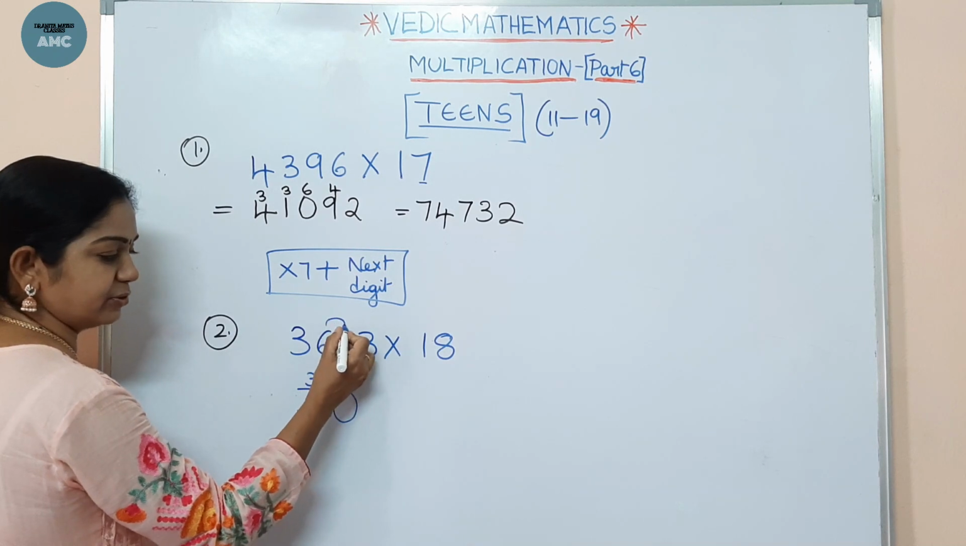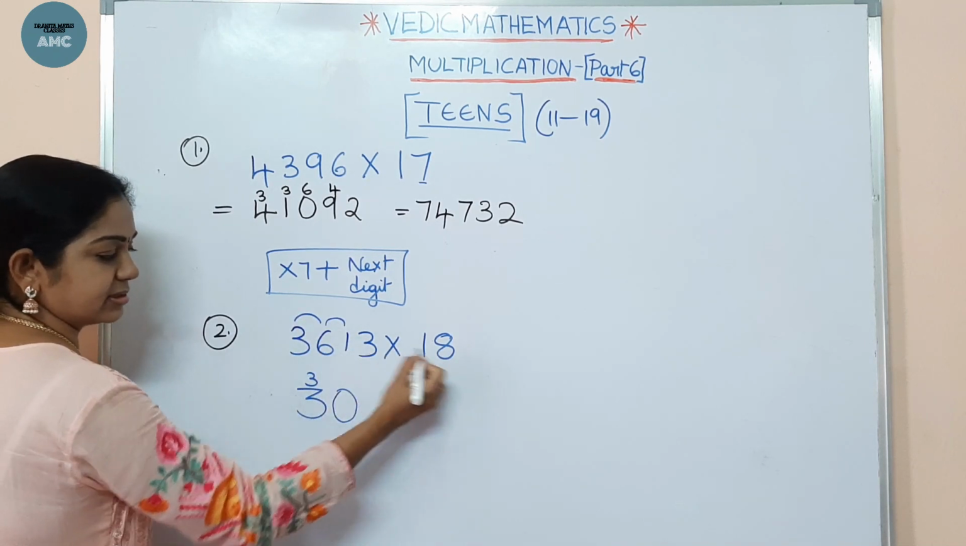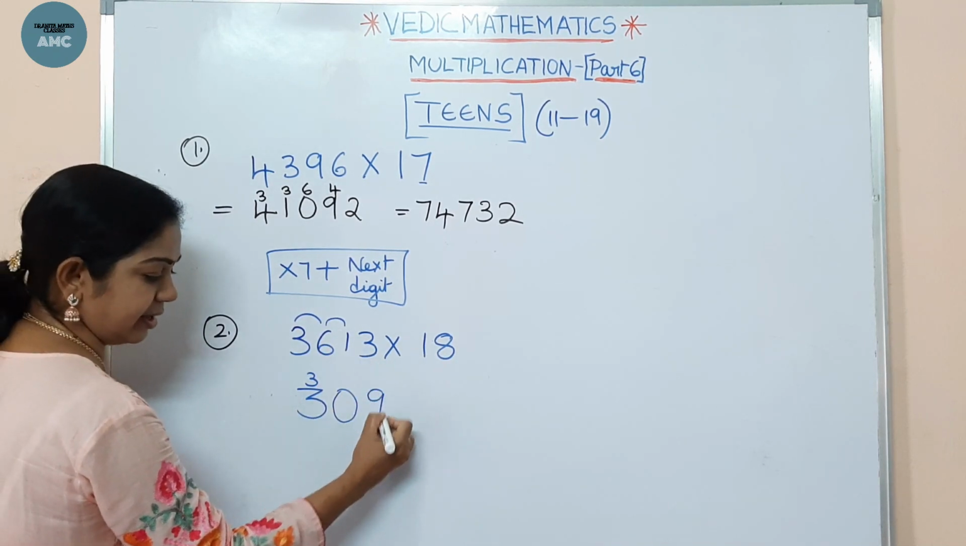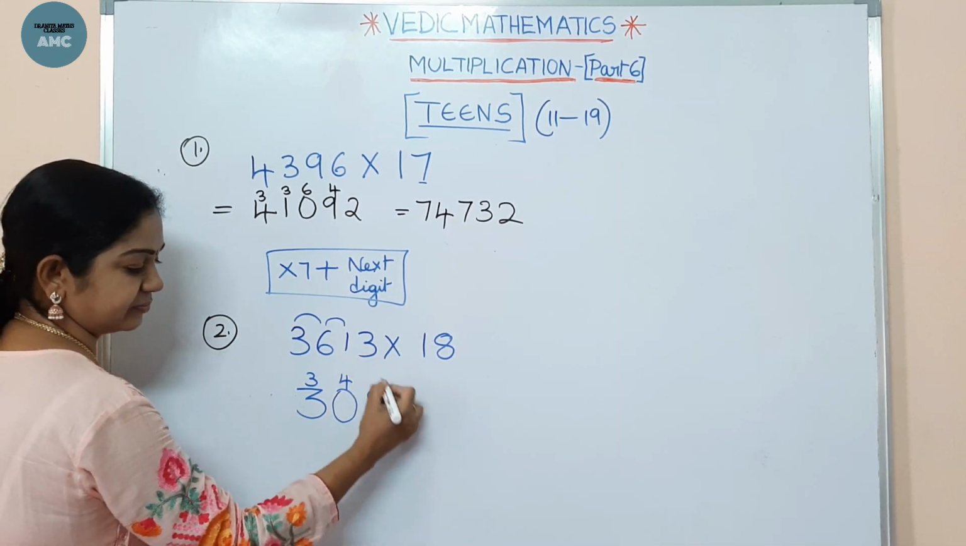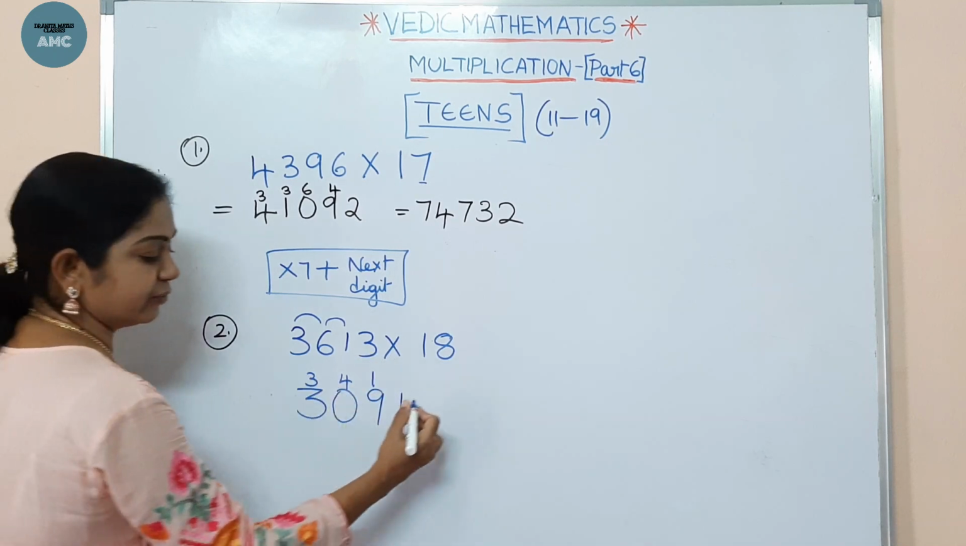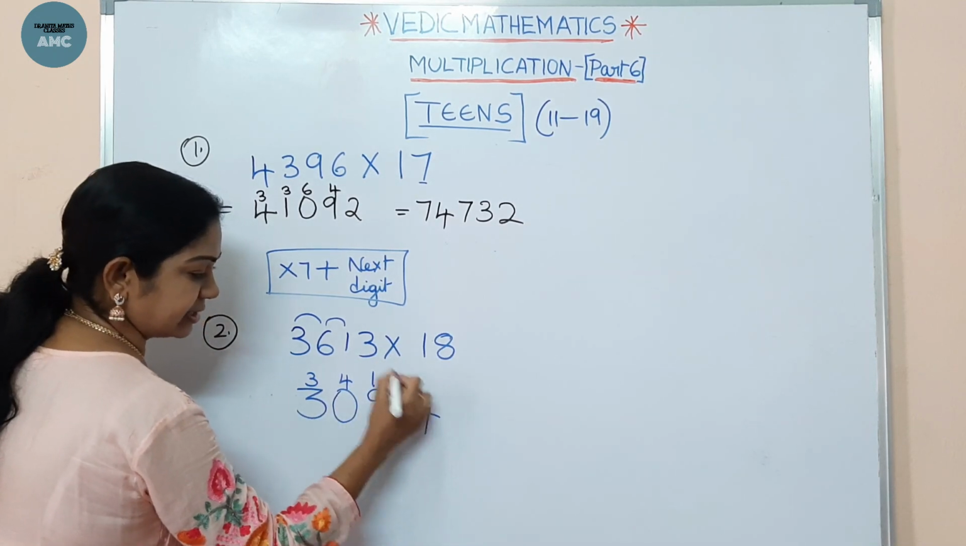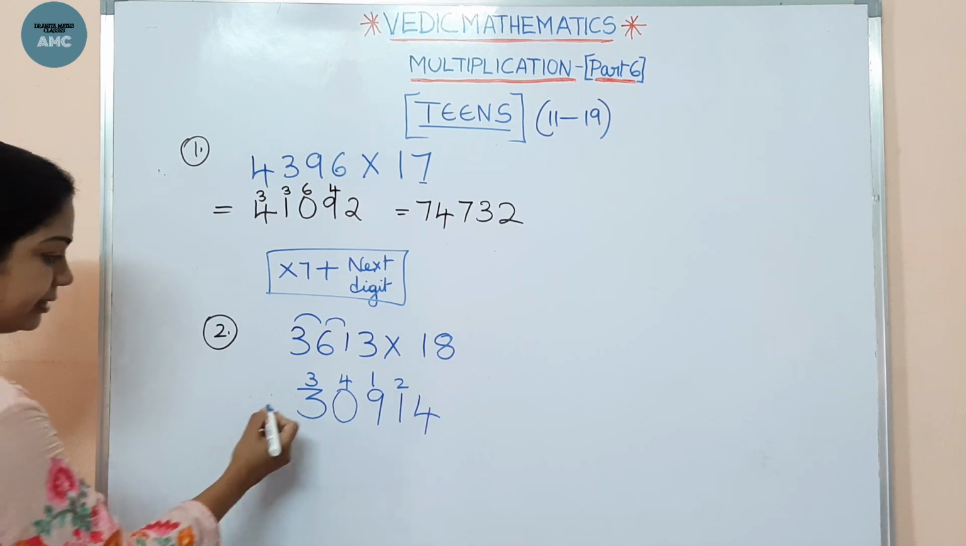48 plus the next number, you have to keep on adding, isn't it? 8 times 6 is 48 plus 1 is 49. 9 and 4 carry. Now 8 times 1 is 8 plus 3 is 11. So 1. 8 times 3 is 24. 4 and 2. There is no next number, so I did not add it.